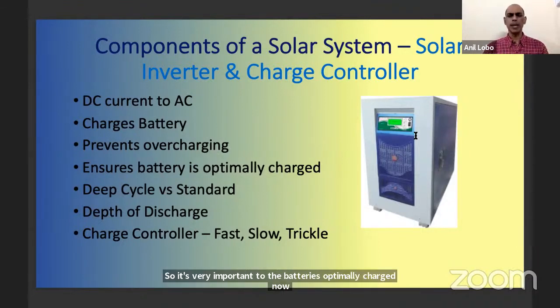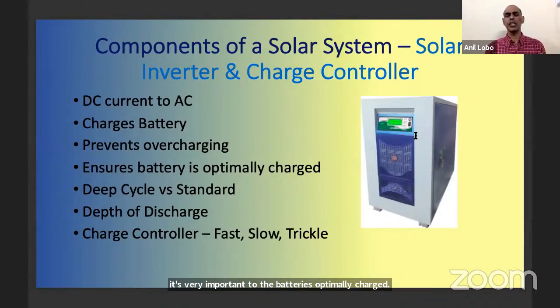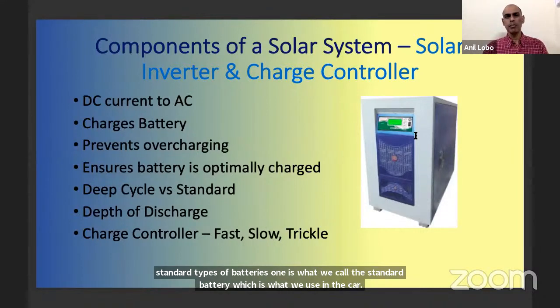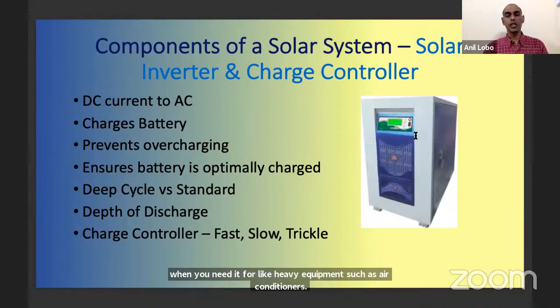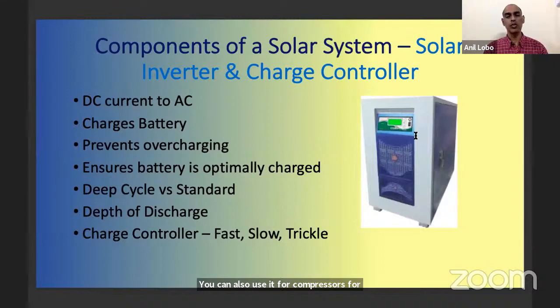Now, when you come to lead acid batteries, there are two standard types. One is what we call the standard battery, which is what we use in the car, a 12-volt sealed battery, and then you have the deep cycle batteries. The deep cycle batteries hold a large amount of charge when you charge them, which is discharged slowly over several hours, and you can even discharge it quickly, especially when you need it for heavy equipment such as air conditioners. You can also use it for compressors, for fridges, and so forth.